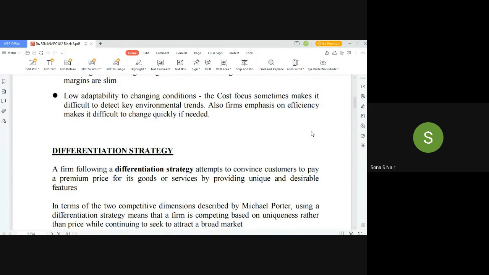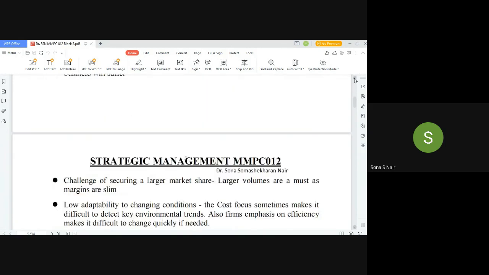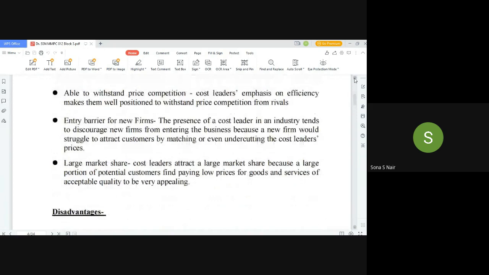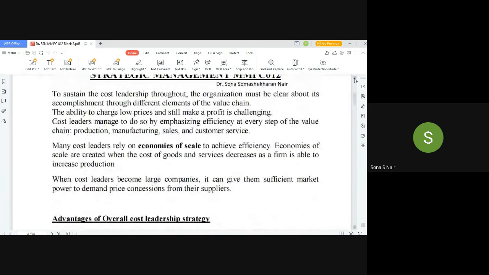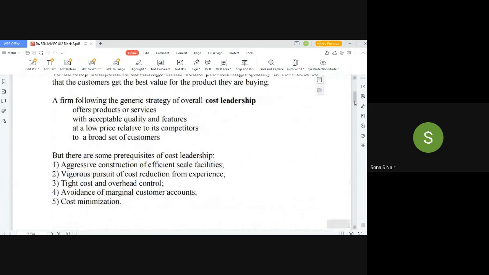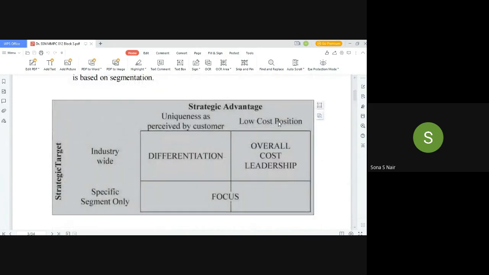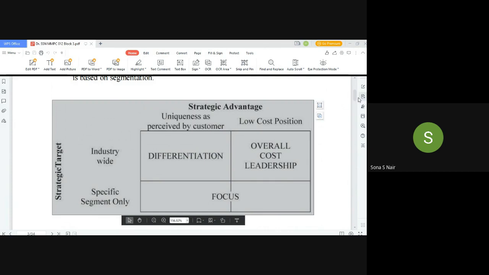When the organization focuses only on cost in a small segment, on reducing cost for the small segment, then it becomes cost focus. And if the organization creates differentiation for a specific segment only, it becomes differentiation focus.